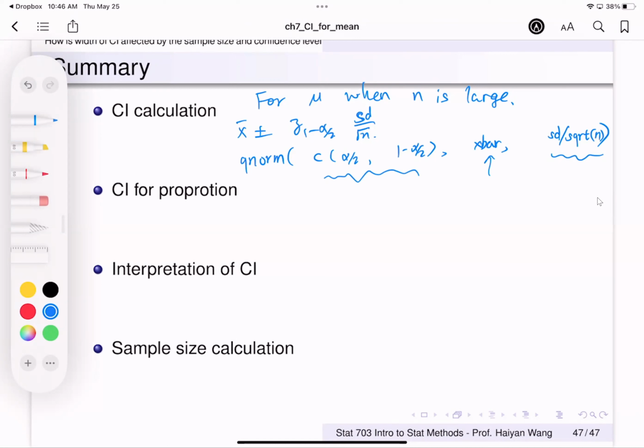And for proportions, with large n, the confidence interval for proportion can be computed as the sample proportion plus or minus the percentile from the normal, multiplied by the standard error, which is the square root of p hat times 1 minus p hat over n. Generally, this n needs to be very large. If p is not close to 0.5, we will need n to be over 1,000 or even more.